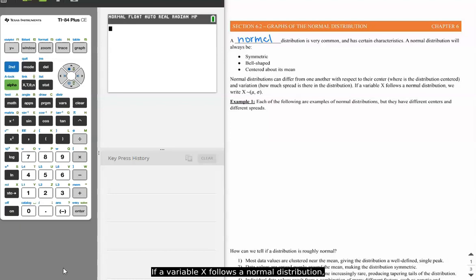If a variable x follows a normal distribution, we write that x is approximately normally distributed with some mean and standard deviation. Just saying, with the binomial distribution, it was a B. With the normal distribution, it's an N. Now, example 1 says each of the following are examples of normal distributions, but they have different centers and different spreads. So it's more of just an example of what we could see.